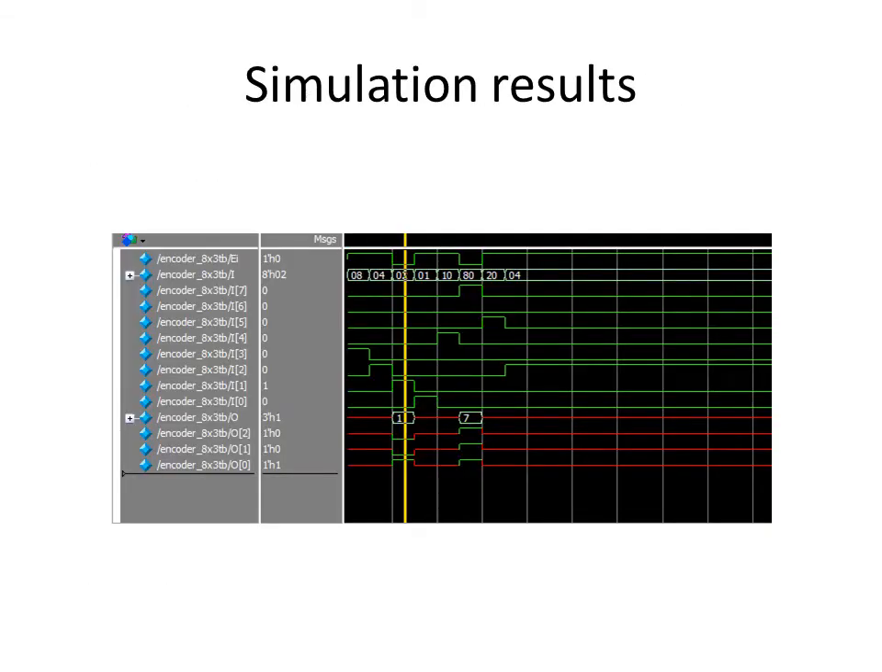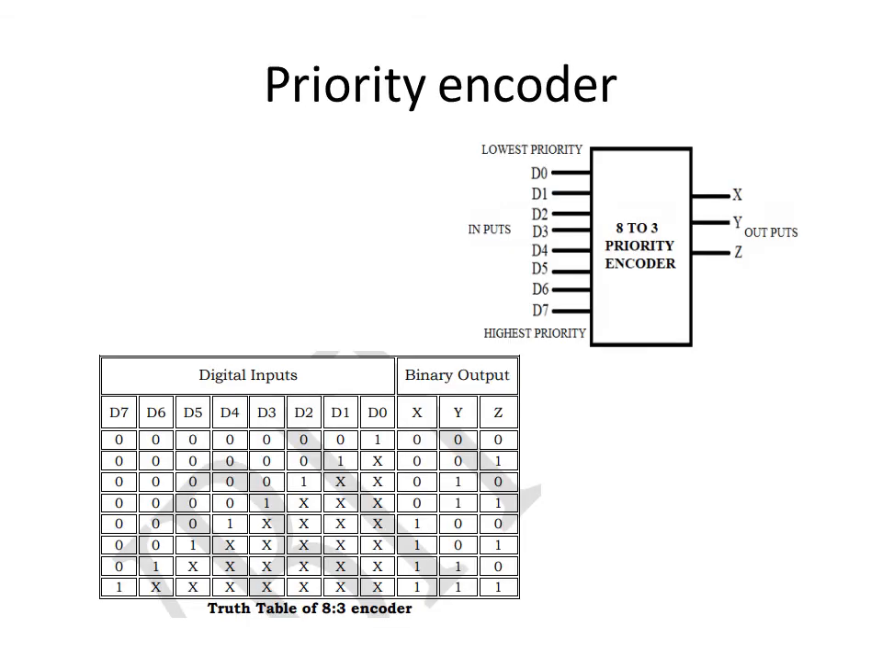So these are the simulation results. Since I am using an active low enable, when the enable input is in high state, the output is unknown. When the enable input is in low state, whichever signal I have given as input is produced at the output.